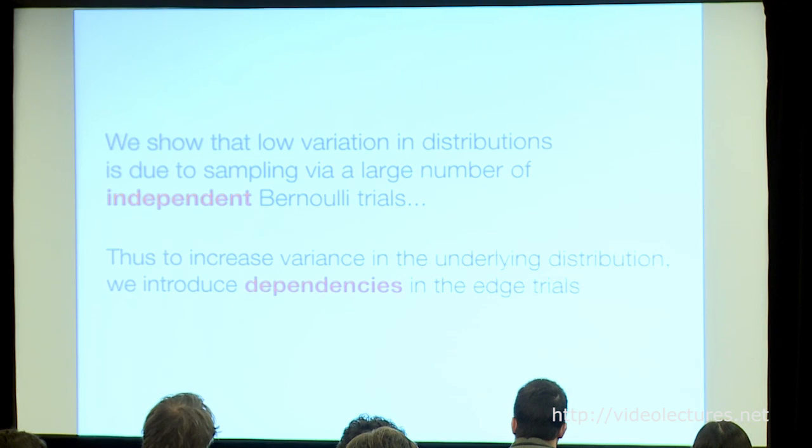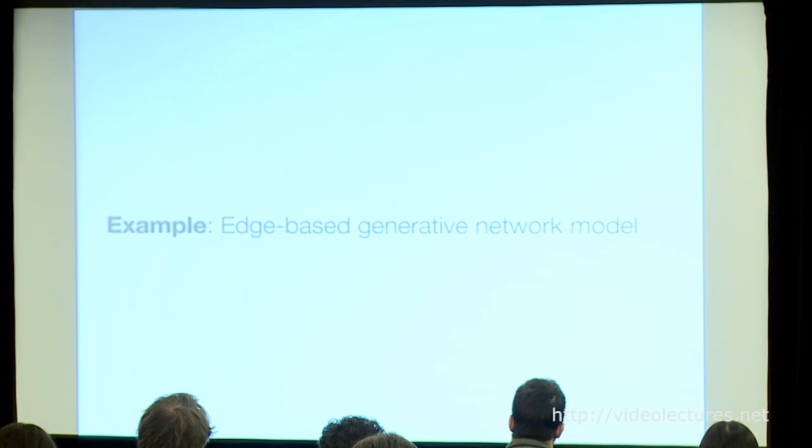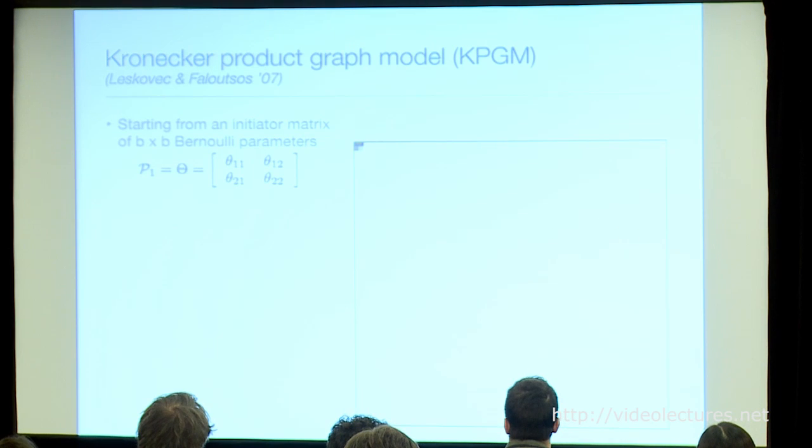The way that we do this is by introducing dependencies into these coin flips that we use to decide, for each edge, whether it should be there in the model or not. For those of you who don't know about edge-based generative models, maybe seeing Tammy's talk will give you more of an introduction, but here is a quick introduction of what Kronecker product graph models look like.